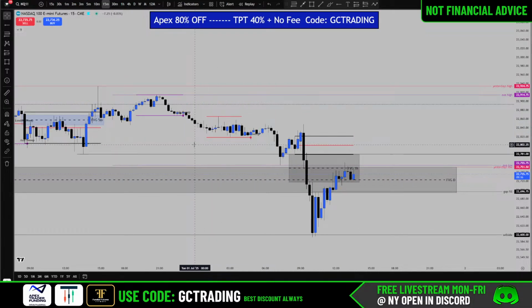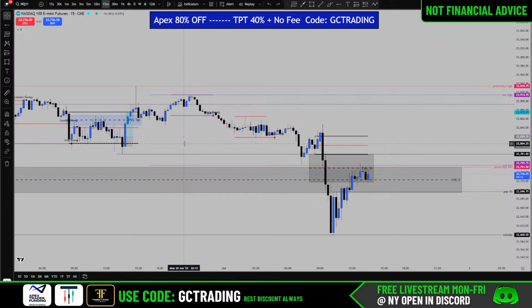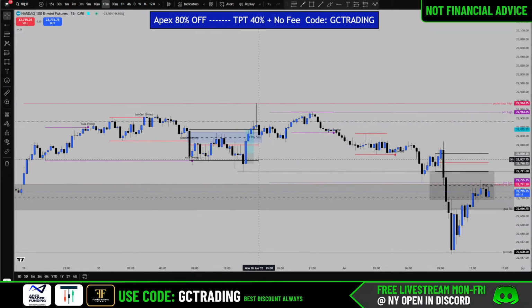Let's see. Here's the trade from yesterday's afternoon session. This awesome long right there. That was textbook, if you guys were here for that.